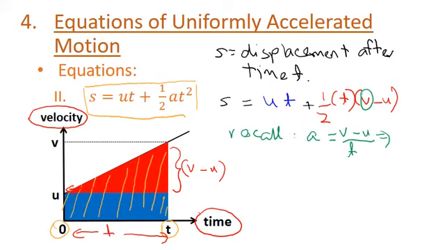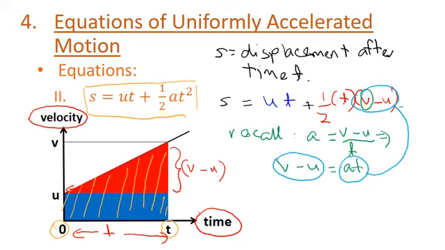Now, let me rewrite this down here. So I'll get v minus u equals at. So I have a v minus u here, which is also equal to at. So I can just substitute this in here. So that will give me s equals ut added to half t times at. And we are there with this equation.